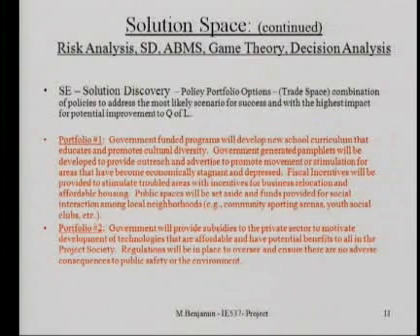Portfolio 1 is government-funded programs that will develop a new school curriculum that educates and promotes cultural diversity. Government-generated pamphlets will be developed to provide outreach and advertise to promote movement or stimulation for areas that have become economically stagnant and depressed. So fiscal incentives are needed. And going on to policy 2, the government will provide subsidies to the private sector to motivate and develop technologies that are affordable and have potential benefits. Regulations will be in place to oversee and ensure there are no adverse consequences to public safety or the environment.